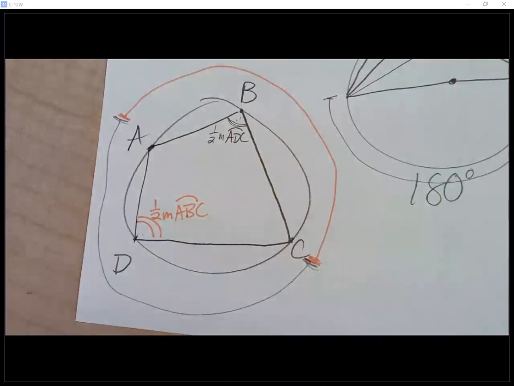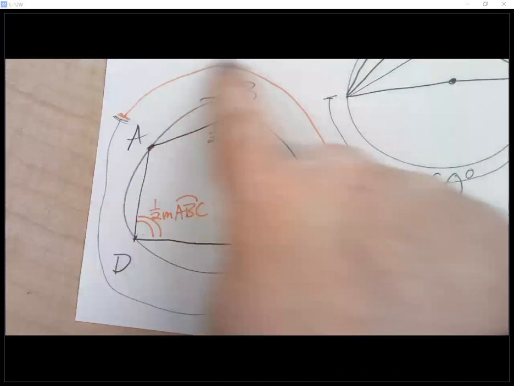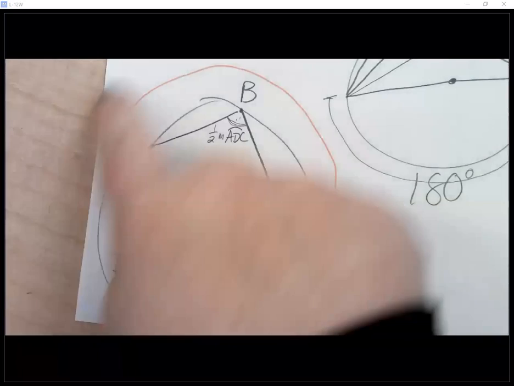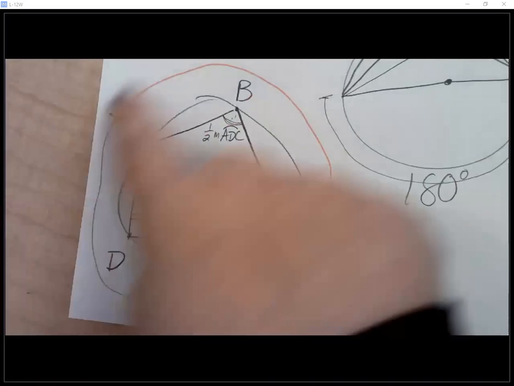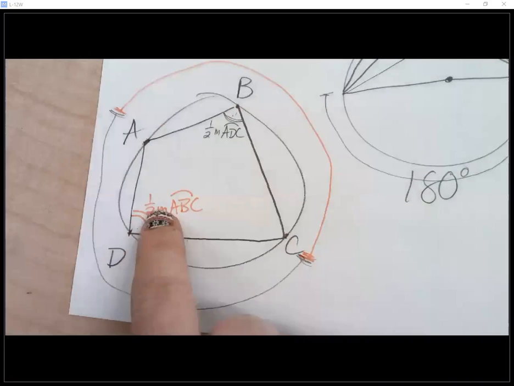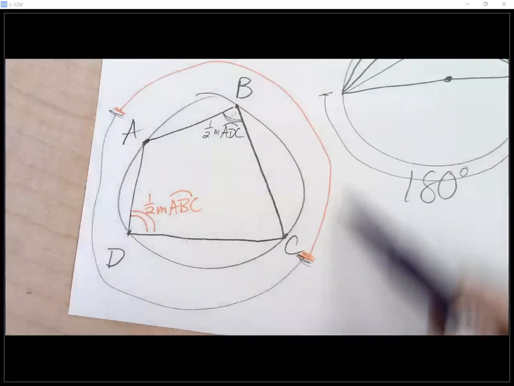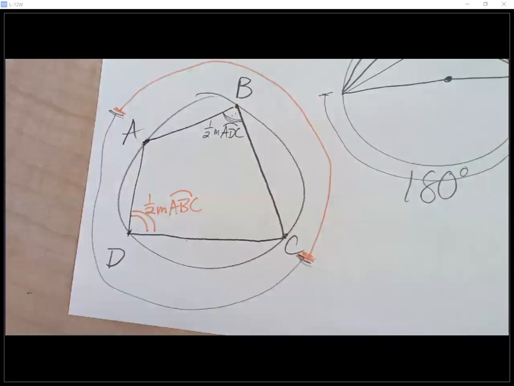Look at those two arcs. Look at them. Together, don't they make a full circle? Do you see that? Aren't I going around the whole thing completely? If I'm looking at the two opposite angles, I'm covering both of their intercepted arcs, which create my entire circle. And they're each equal to half.